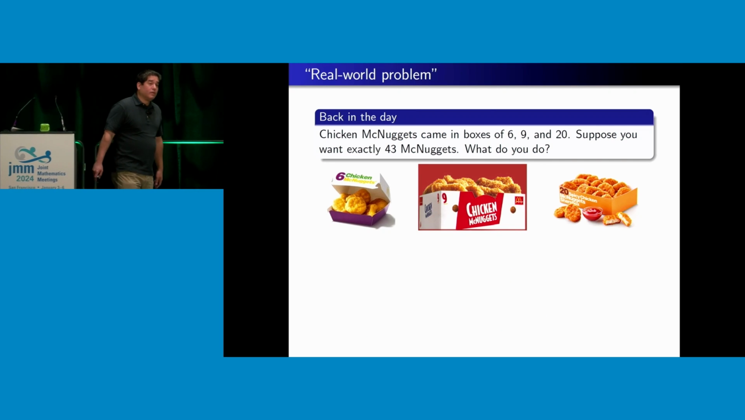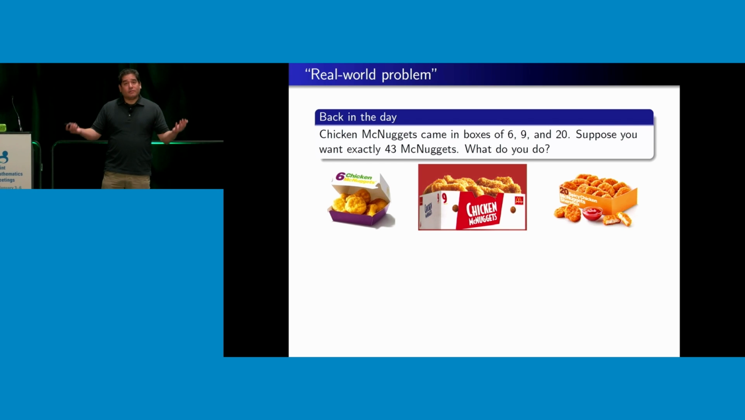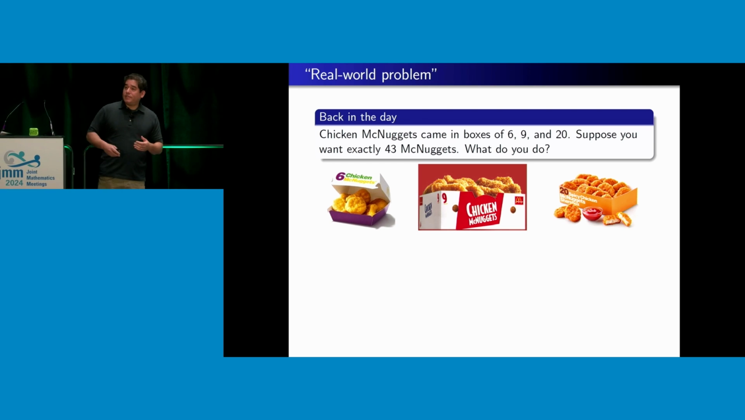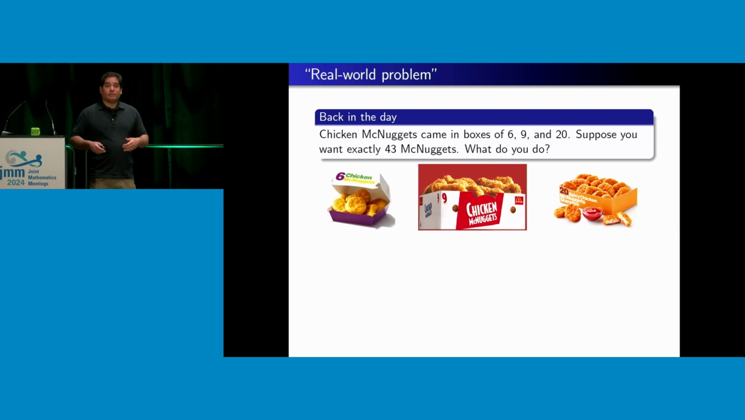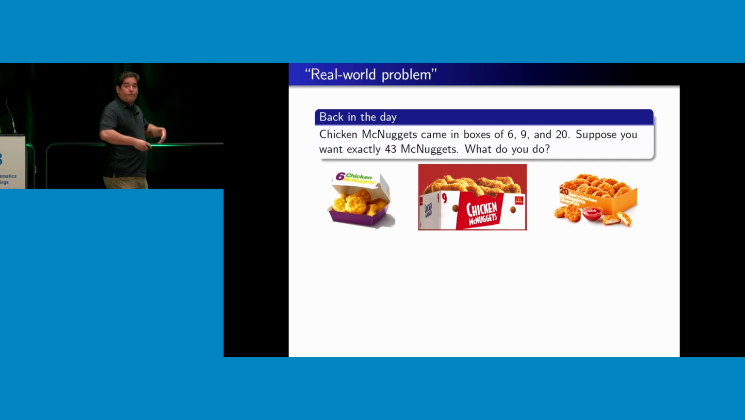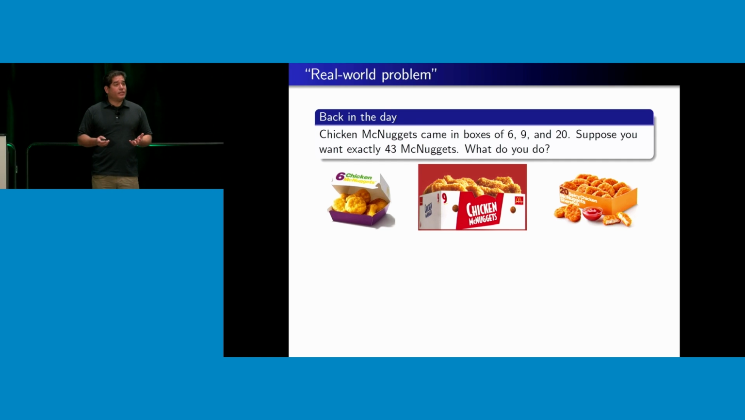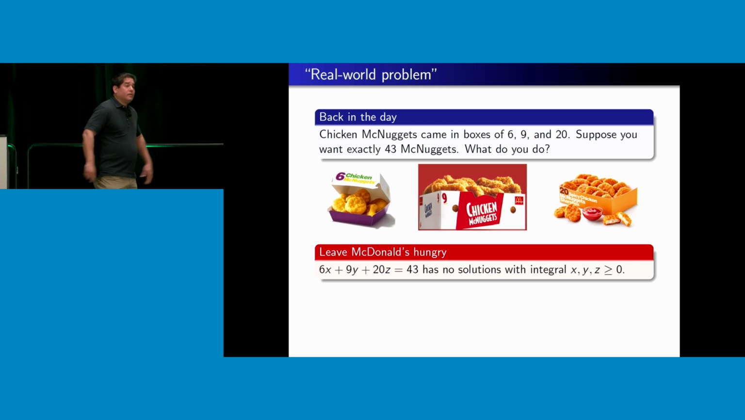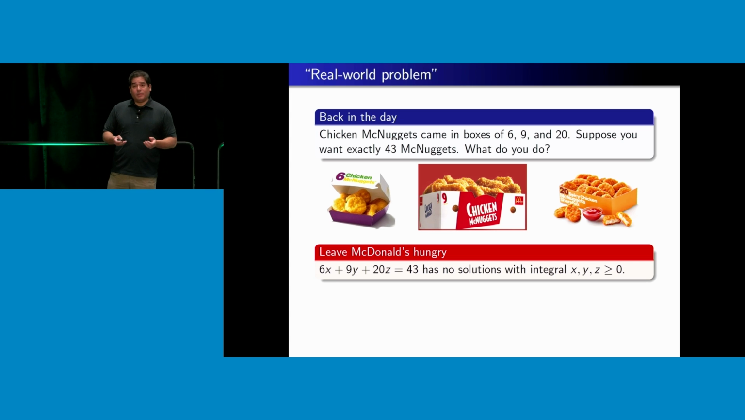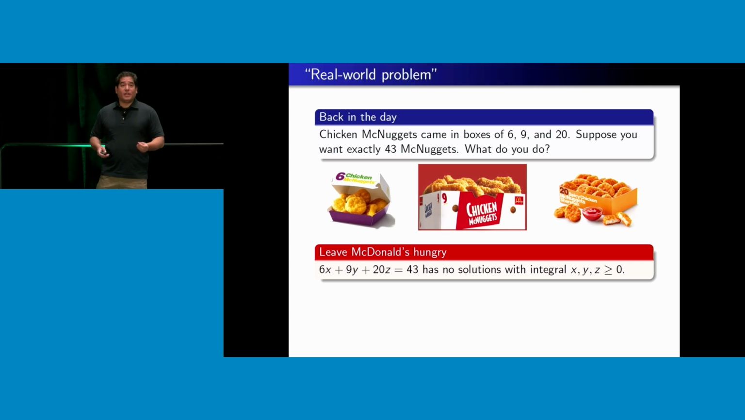I want to start with a real-world question. Let's suppose that you go to a fast food restaurant that serves chicken nuggets in quantities of size 6, 9, or 20, and for some reason you want exactly 43 chicken nuggets. What do you do? Unfortunately, you will not be able to have your hunger satisfied, because the associated Diophantine equation 6x plus 9y plus 20z equals 43 just can't be satisfied with non-negative integers. So you're out of luck.